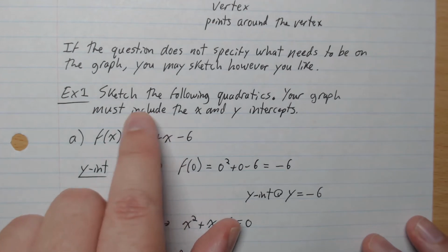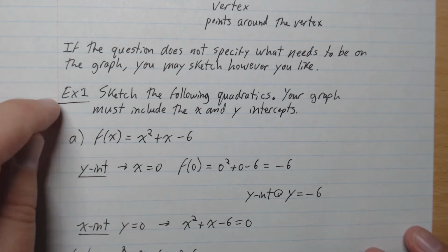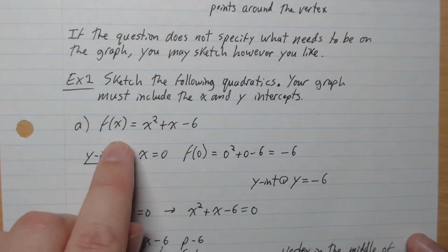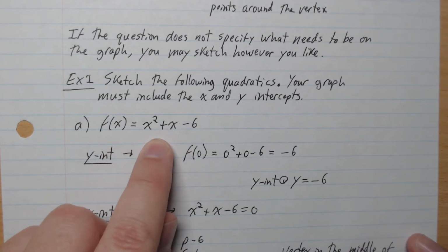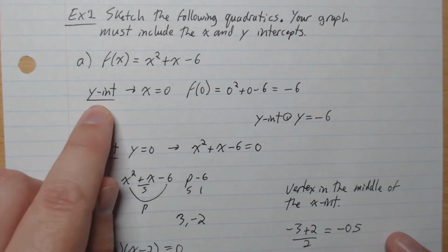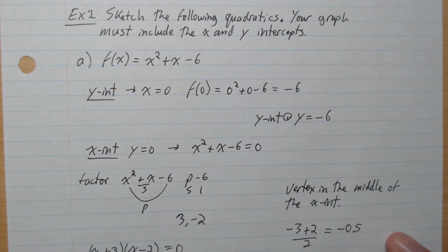Example 1, sketch the following quadratics. Your graph must include the x and y intercepts. So in this particular question, we must have x and y intercepts on our graph. Here's our first one, f of x equals x squared plus x minus 6. We'll start with some intercepts. The y-intercept occurs when x is 0. So we plug in x equals 0 and we get negative 6 as the y-intercept.